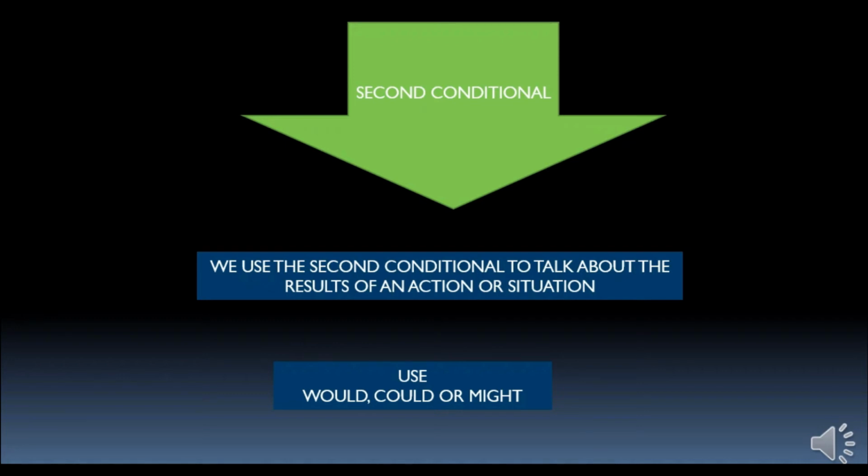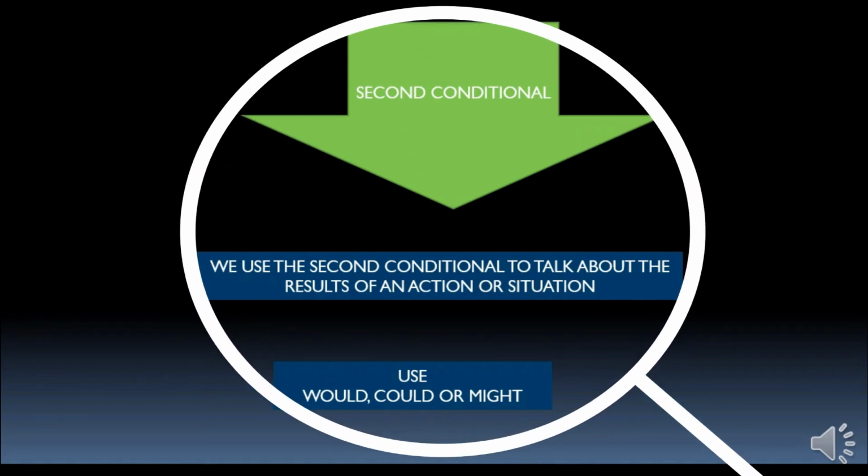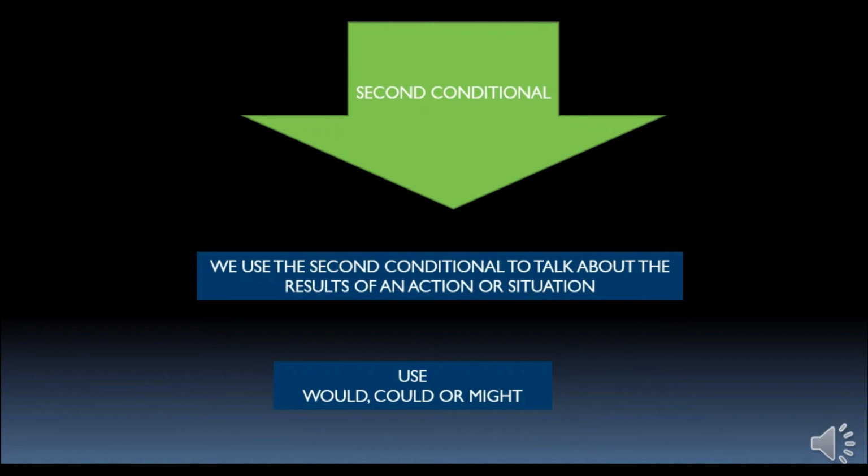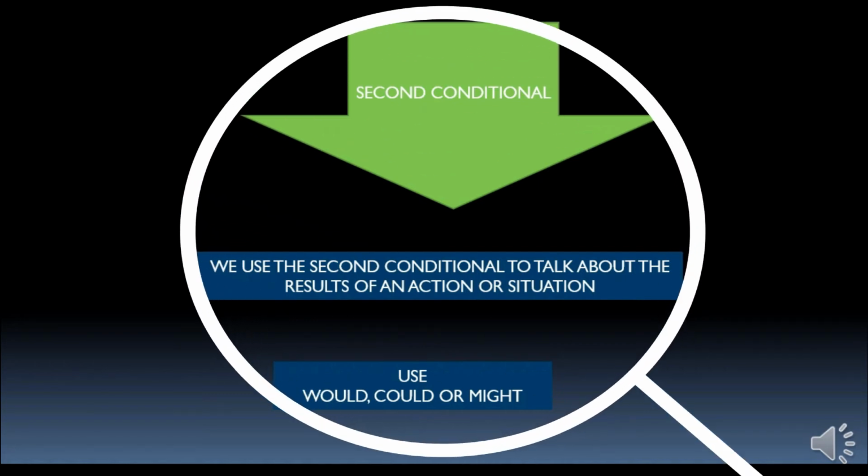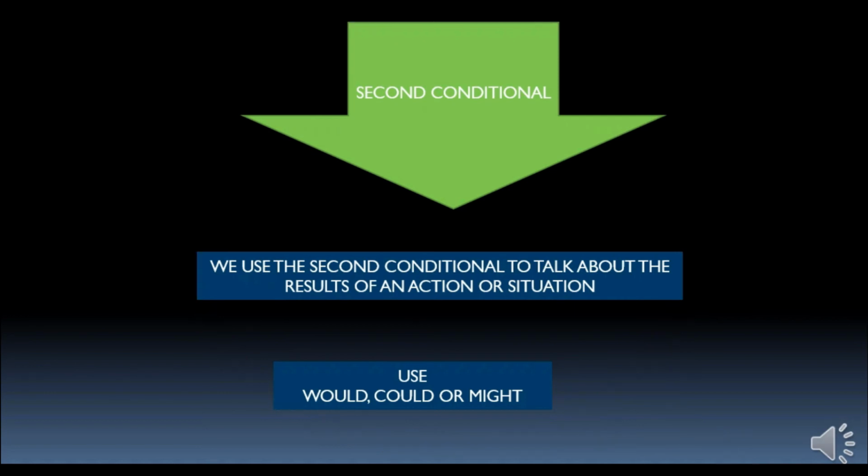Second conditional. The second conditional is like the first conditional. We are still thinking about the future. We are thinking about a particular condition in the future and the result of this condition. But there is not a real possibility that this condition will happen. We use the second conditional to talk about the results for an action or situation. You can use would, could, or might.